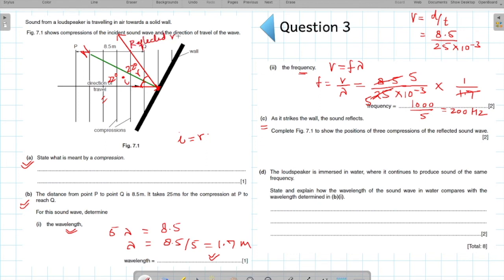Reflected ray. Now you have to find the reflected wavefronts. Reflected wavefronts will be perpendicular to the reflected ray, and the spacing between them will be the same as the incident wavefronts. The black lines are your answer. These are your reflected wavefronts.